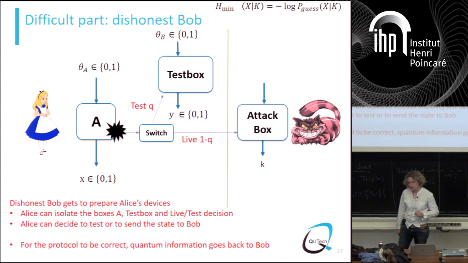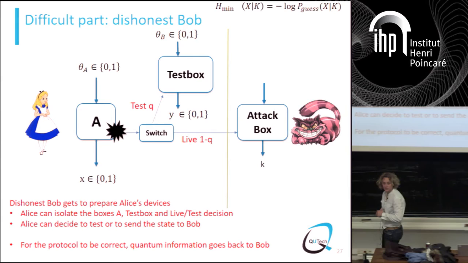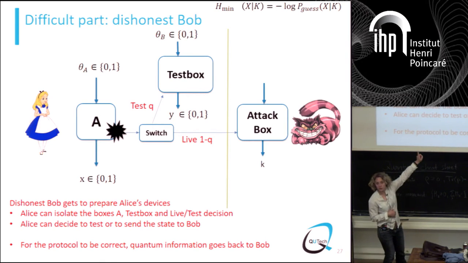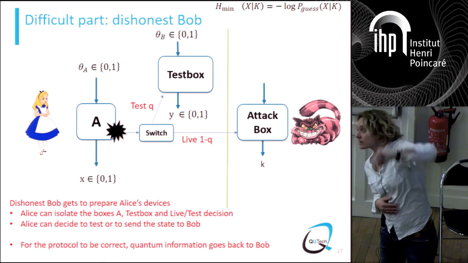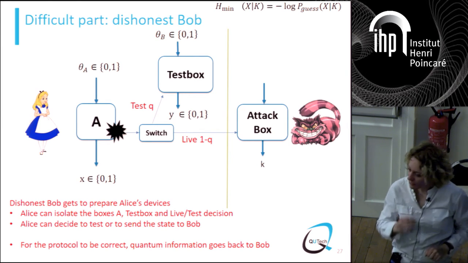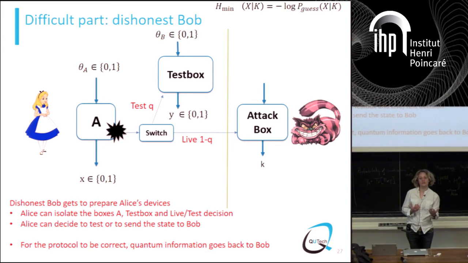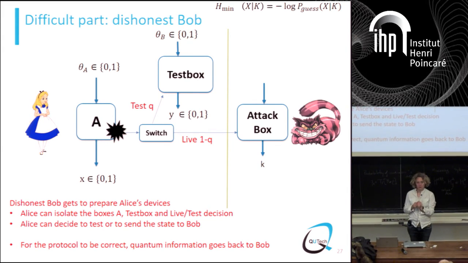So that's a very good question. Alice does control the switch. Actually, this is very important, which is why, thank you for the question, I've made it a separate box. Bob can prepare the device of Alice, the test box, and his own box. But Alice must have control over the switch. The reason for that is, like I said, if the test device knew whether we actually send it to Bob or use it to test, then of course it could behave differently depending on that information.